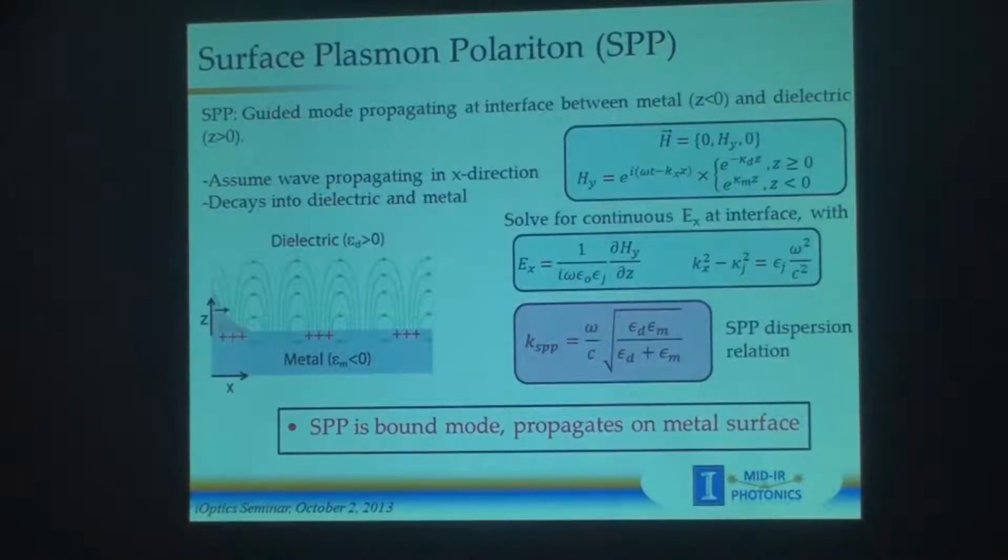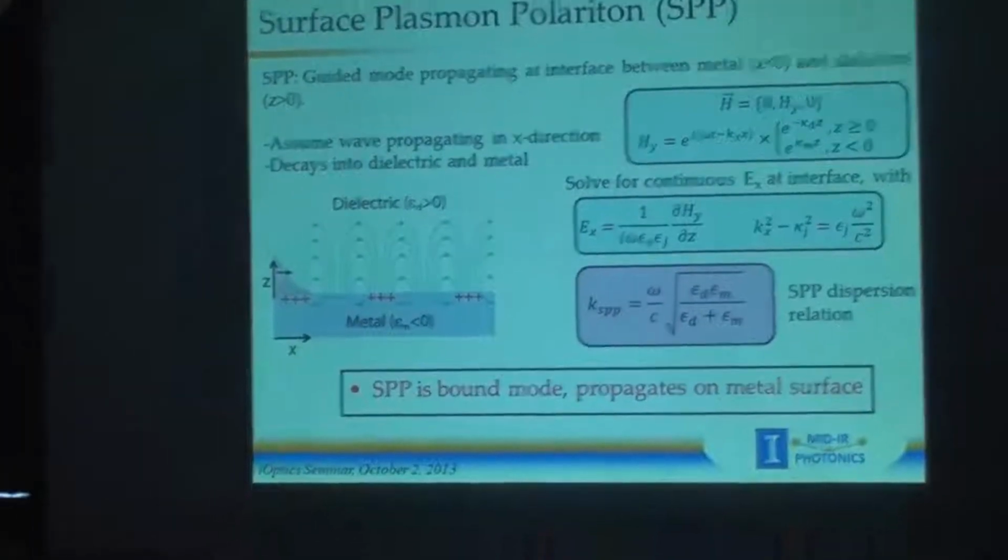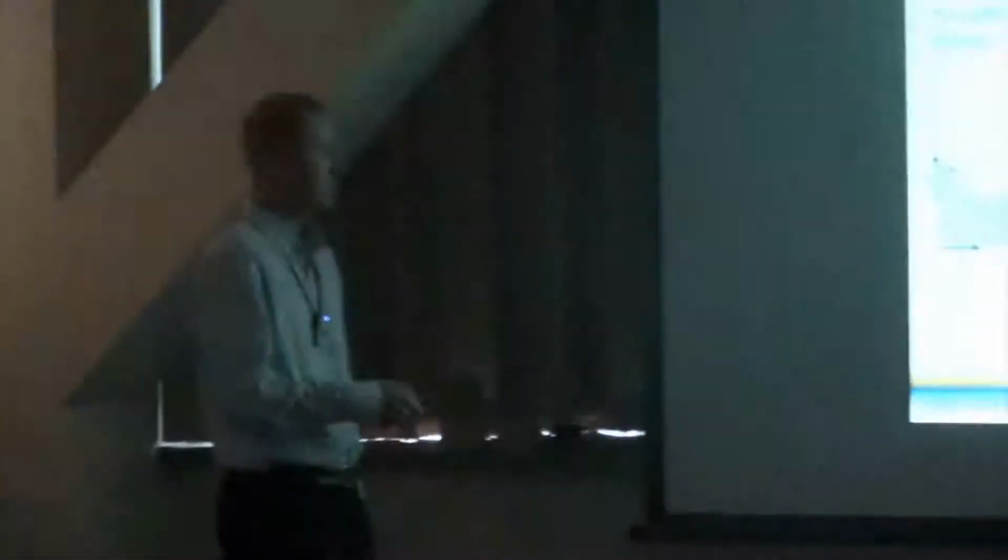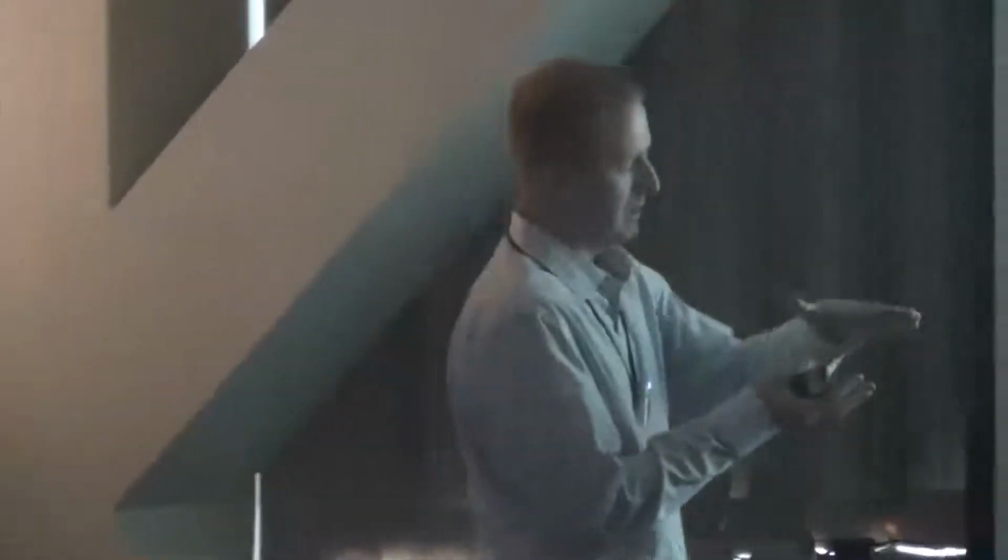It is simply a solution to Maxwell's equations where, at the interface between a metal and a dielectric, you can extract the dispersion for this propagating mode, the surface plasmon polariton, simply by solving Maxwell's equations. And so this is a bound mode that can have sub-wavelength confinement, namely the penetration into the dielectric is less than the wavelength of the light, and it propagates on this metal surface.